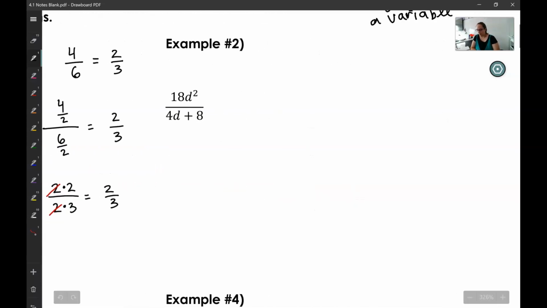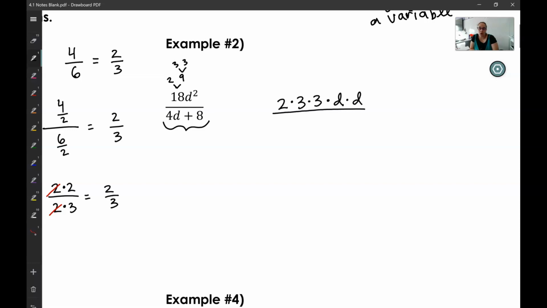We can do the same thing over here on example 2. So I'm going to take this 18, I'm going to factor tree it, so 2 times 9, and then 9 is 3 times 3, so 18 is 2 times 3 times 3, and then it's d squared, so times d times d. Now, this bottom one is a little different, and here's why.